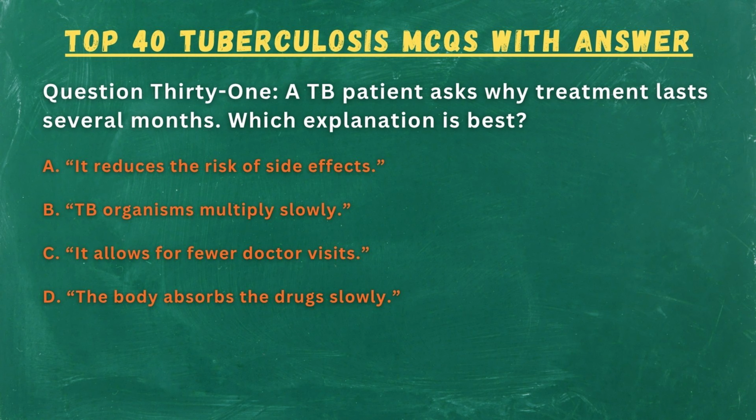Question 31. A TB patient asks why treatment lasts several months. Which explanation is best? A. It reduces the risk of side effects. B. TB organisms multiply slowly. C. It allows for fewer doctor visits. D. The body absorbs the drugs slowly. Answer. B. TB organisms multiply slowly.